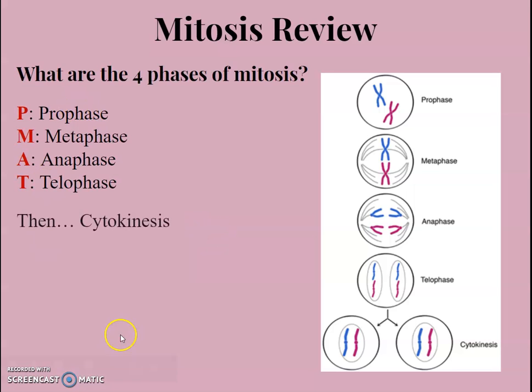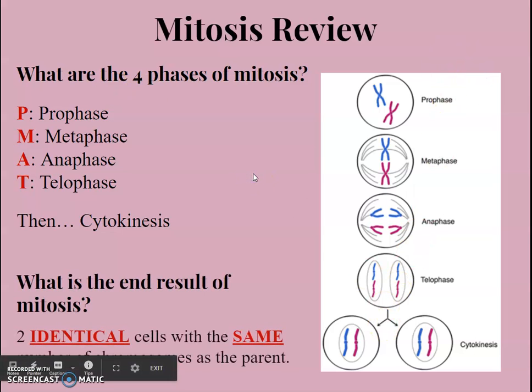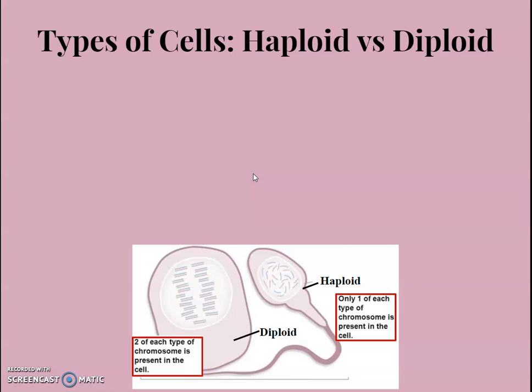Once again, just to make sure to go through those again, make sure you know what goes through each of those phases. And then once again, that end result of mitosis is two identical cells with the same number of chromosomes as the parent. So you're ending up with identical cells in the end as you did with the beginning.